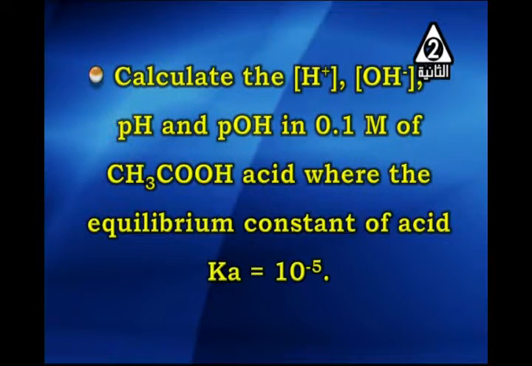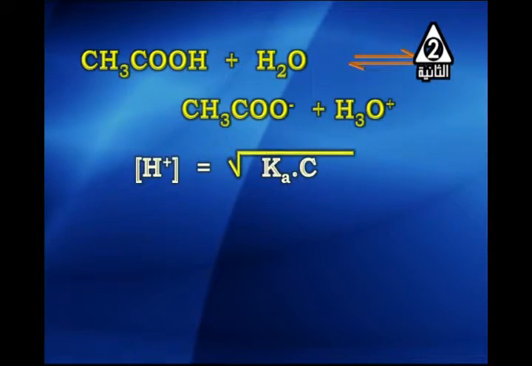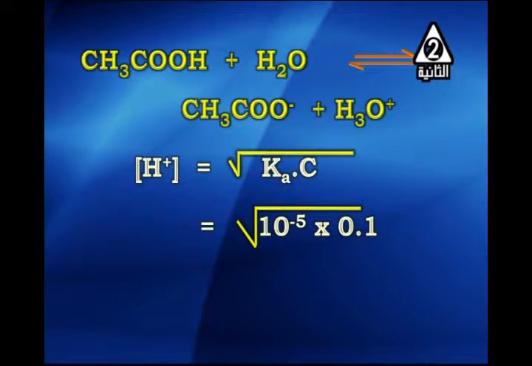Another example: calculate the concentration of hydrogen ion and the concentration of hydroxide ion, pH and pOH, in 0.1 molar CH3COOH acid, which is acetic acid, where the equilibrium constant of the acid Ka equals 10 to the power negative 5. My dear student, as we know, acetic acid is a weak acid, and its ionization will be in a small amount and in equilibrium with its ions. So we can find the concentration of hydrogen ion equal to the square root of Ka times C. So the square root of 10 to the power negative 5 times 0.1 equals 10 to the power negative 3 molar.